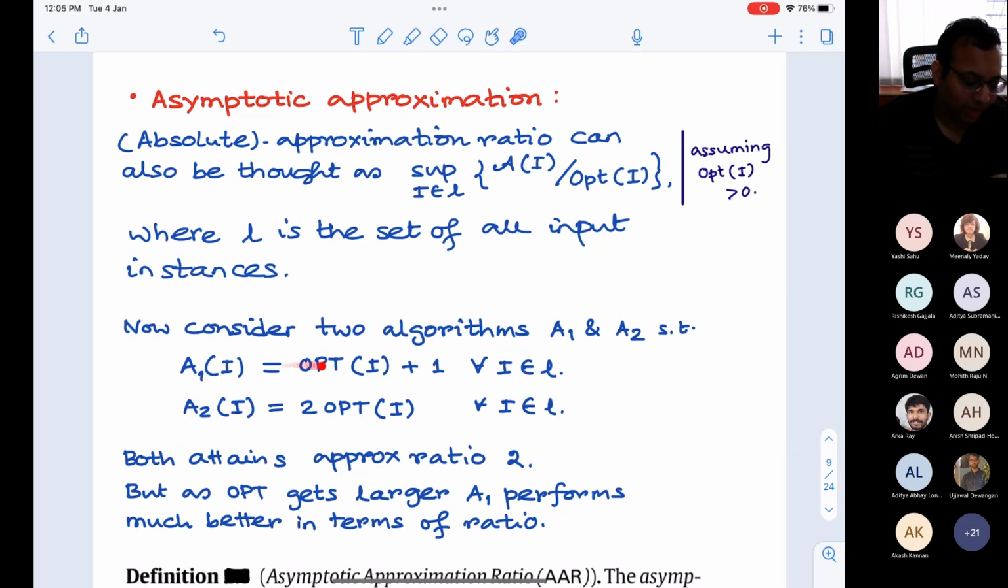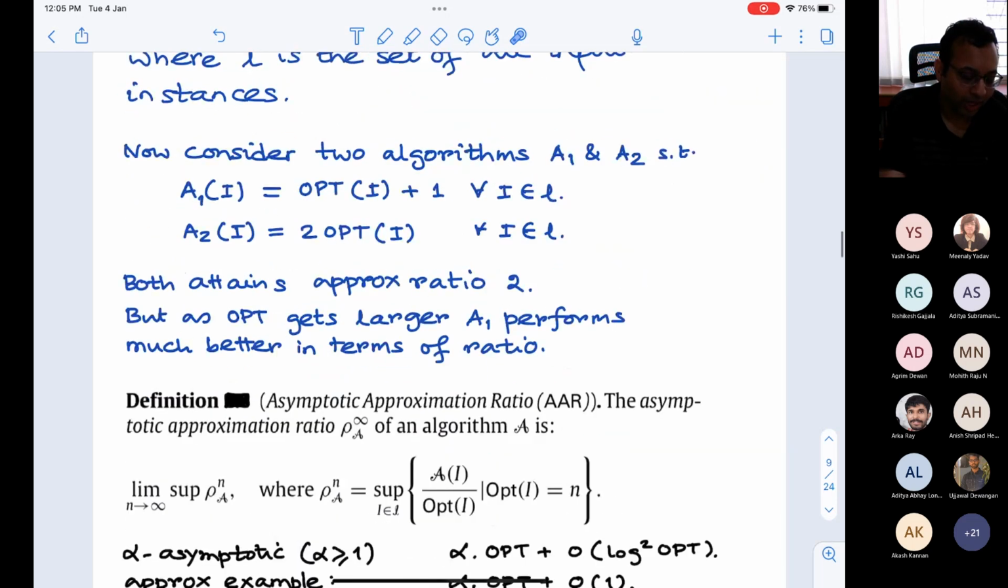But this is actually a much better algorithm in general, if you have larger OPT, let's say OPT equal to a billion, then this is giving you a billion plus 1. The ratio is basically a billion plus 1 by a billion, which is almost close to 1. So when OPT goes to infinity, the approximation ratio goes to 1. It's much better. So to handle this kind of pathological case, where the ratio is quite bad for small OPT but it's actually good for larger OPT, we introduce something called asymptotic approximation ratio.